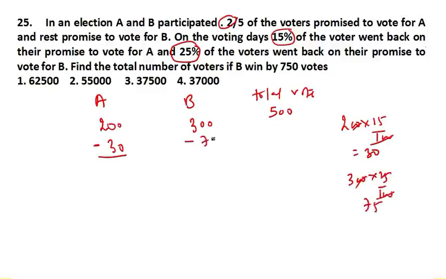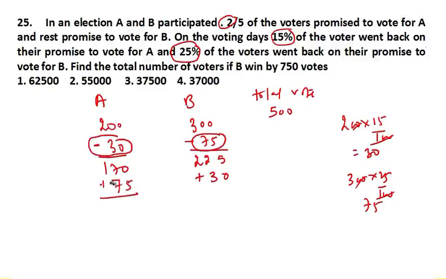Now this many people went back on their promise. If you subtract, you get 170. Here you get how much? 225. Okay. Now this 30 votes, where will they shift? They will shift this side, and these 75 will shift this side. Then just add. If you add, you get 245. If you add, you get 255.